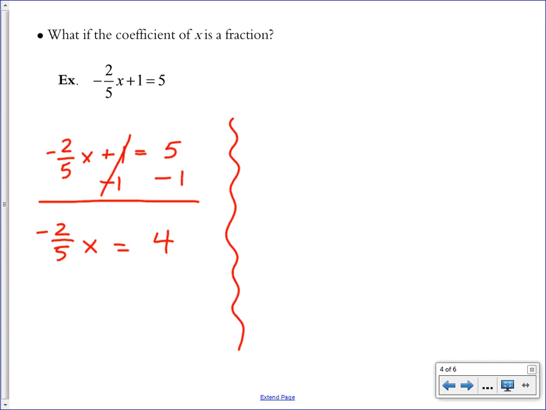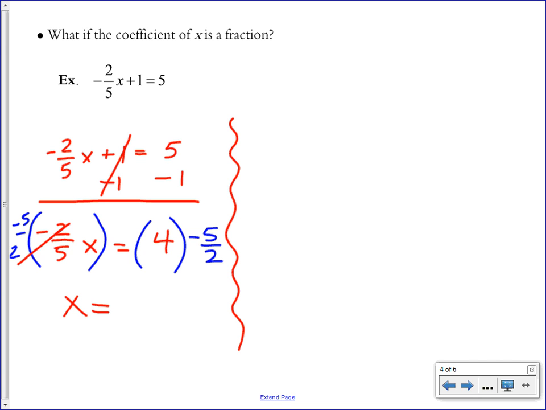And now to deal with that fraction, I want to deal with the 2 and the 5 all in the same step. I'm going to do that by multiplying both sides of this equation by the reciprocal, which is the flipped upside down version of that fraction, which would be negative 5 over 2. Do the same thing to this side of the equation. On the left, the negative 5 over 2 and the negative 2 over 5, if you were to multiply those together, would just equal positive 1. So really, we can cancel those out. And then bring down the x that you have left.